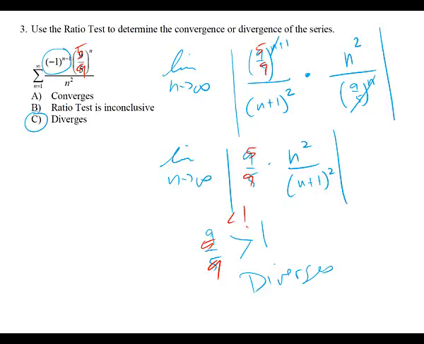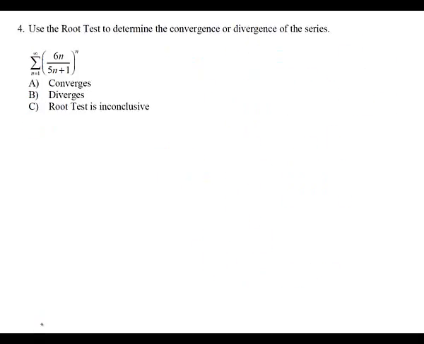Yes, Alexis? How do you know when it's inconclusive? Or is that even meaningful? I don't know that I would put one on the test. Let's see. It says that inconclusive is when it equals 1. Okay? For both ratio and root. And it should be on your flow chart. You'll get a flow chart for the test. Okay, are we good?